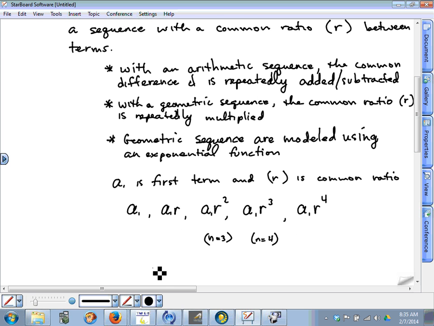So what I'm getting at is, what is a sub n? It's the first term a sub 1 times r to what power? n minus 1. That's the form of the equation for a geometric sequence. It's the first term times the common ratio to the power of n minus 1. Because if you see here from this general form of the sequence, the power of r is 1 less than the spot of the sequence it occupies.